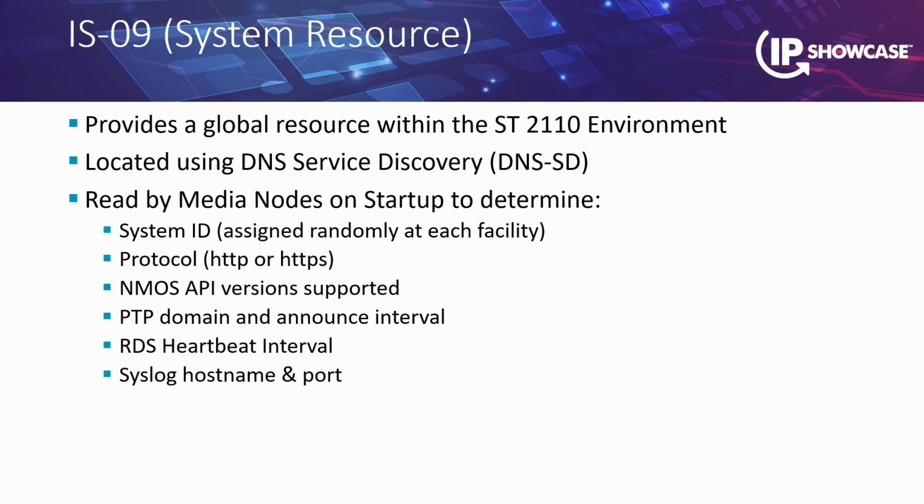Okay, the next thing we have is called ISO 9. That's the system resource, and that solves a couple problems that we have in global configuration. All these devices are intended to work together in a broadcast environment. How do they know, like, what's my PTP domain and my announce interval and what version of NMOS am I running? Instead of having to go in and manually type those in every box and every control system, there's one central resource that publishes this information using DNS service discovery, DNS-SD.